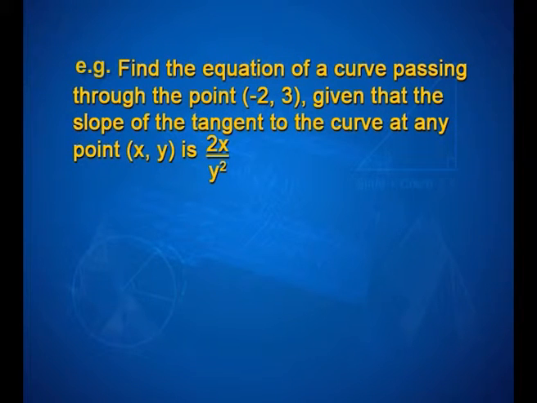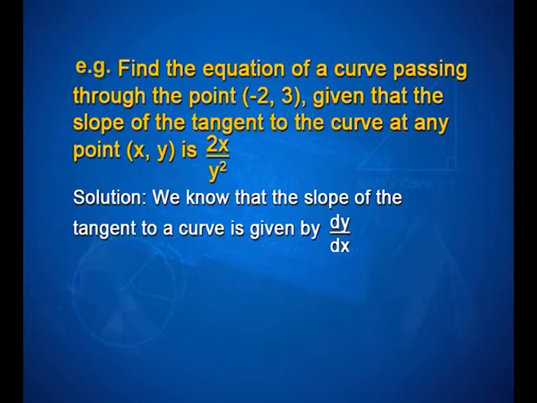Another example here. Find the equation of the curve passing through the point minus 2, 3 given that the slope of the tangent to the curve at any point x, y is 2x upon y square. For the solution, we know that the slope of the tangent to a curve is given by dy upon dx. So, dy upon dx is equal to 2x upon y square. Take this as equation number 1.